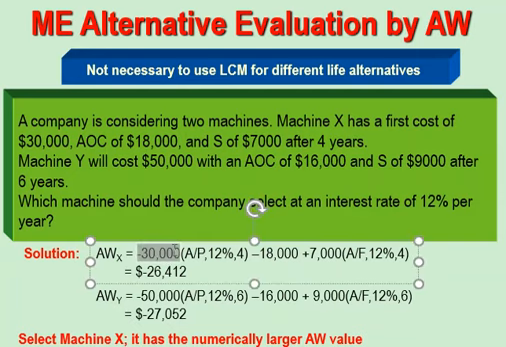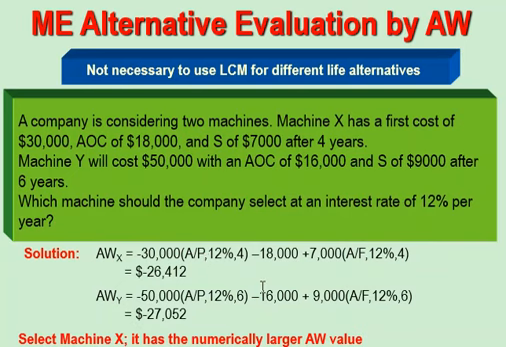I paid for it. It's a present worth converted from P to A. 18,000 is already in A because it's per year. 7,000 is in the future, so you transfer it from F to A, and I'm done. Same thing with this one.